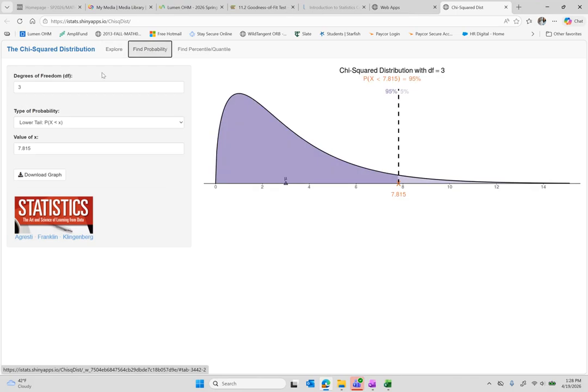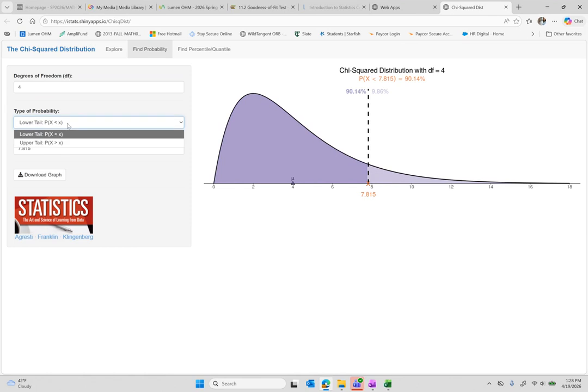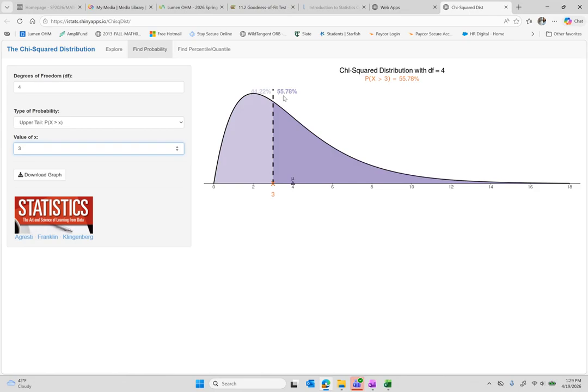The degrees of freedom are k minus 1. K is my number of categories. There are 5 days in a week, so 5 categories minus 1 is 4 degrees of freedom. The chi-square test is always an upper tail test, well, for our purposes, it is an upper tail test. And the value of x is this chi-square test statistic that I found of 3. And I will end up with a p-value of 55.78%. And up here in my title, I can see that the probability your chi-squared statistic is greater than 3 is 55.78%.